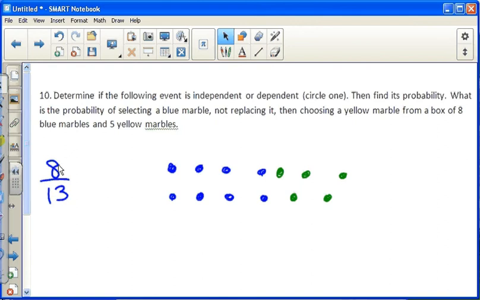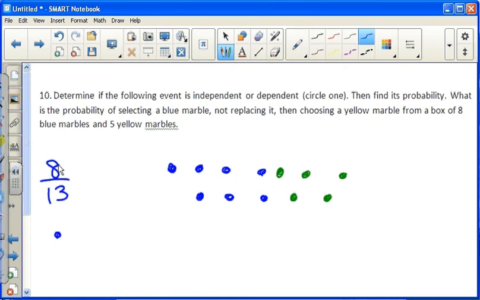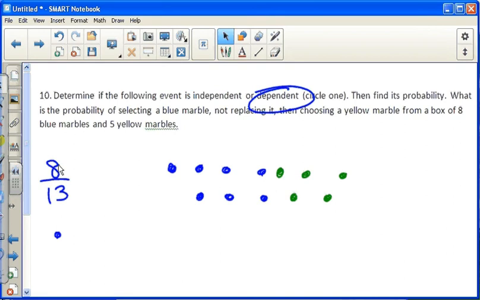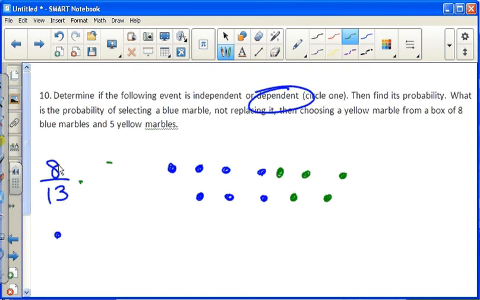So now, though, I've taken a blue marble away. So I have changed the odds, because now there's only 12 total marbles, and there are 7 blues and 5 greens. So first of all, before I go any farther, this is a dependent problem, because by not replacing that marble, it changes the probability the next time around. So I'm choosing a yellow marble next. The probability of that would be 5 out of 12. So as you can see, this number has changed because we took a marble away.